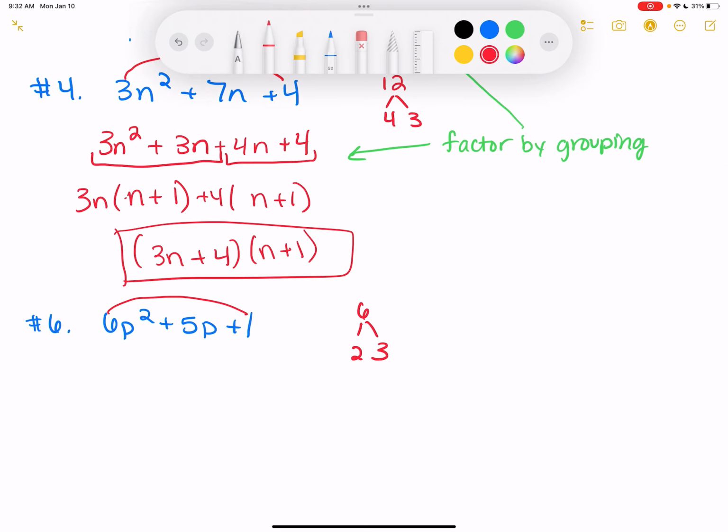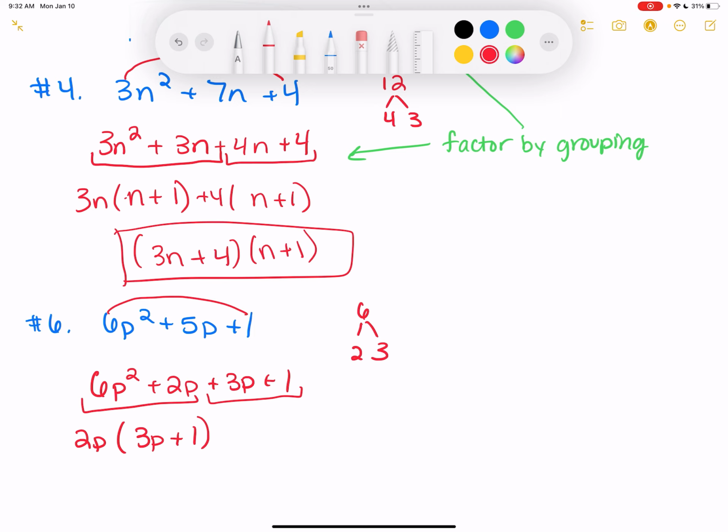This is one where it really doesn't matter which number goes with the 6, okay? Pick your favorite one. Which one do y'all want to go with the 6? 2. All right, so 6p squared plus 2p plus 3p plus 1. So factor by grouping. What can I take out of the first two? 2p, leaving you with 3p plus 1. And then how about this one?